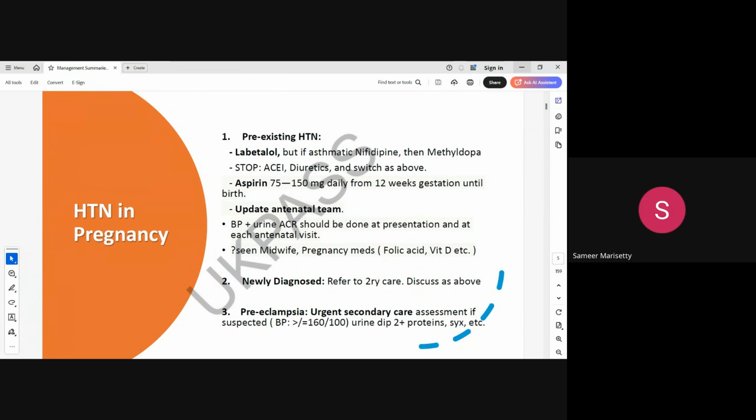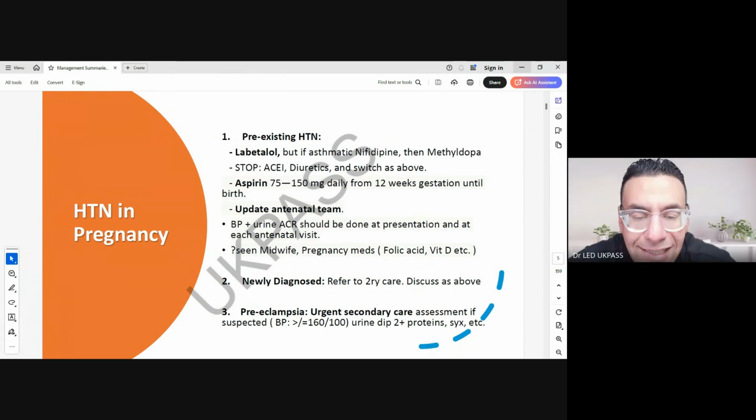Perfect. So what is the first line? What is the first choice in such case? Labetalol, of course. Thank you. So if the patient is asthmatic or has contraindications to start labetalol, it's always nifedipine or methyldopa.